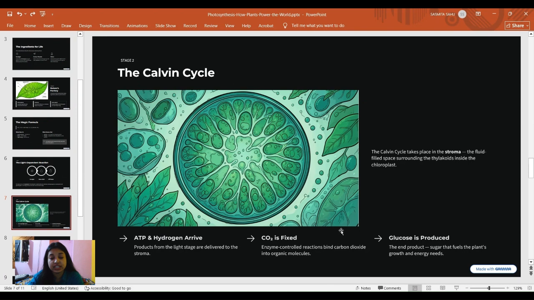Carbon dioxide is fixed. Enzyme-controlled reactions bind carbon dioxide into organic molecules. Glucose is produced. The end product is glucose, a sugar that fuels the plant's growth and energy needs. So in the second stage, ATP and hydrogen are used, carbon dioxide is fixed, and glucose is produced. It is a very important cycle for photosynthesis. Basically, the Calvin cycle is the most important thing in the plant body.